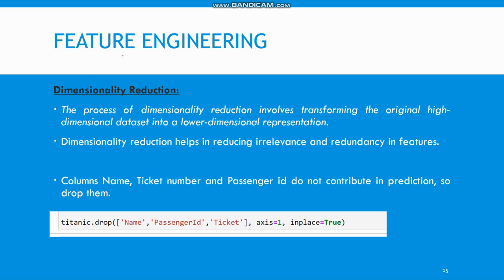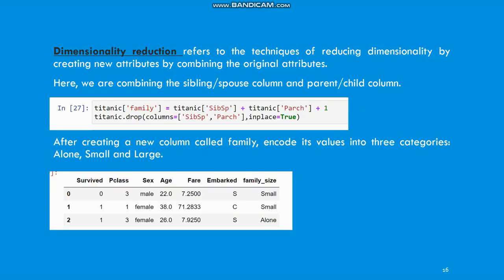Then we'll do feature engineering, which is the most important section. Dimensionality reduction is the process of reducing the number of irrelevant and redundant features. We'll convert the high dimensional dataset into a lower dimensional dataset. For example, we have nothing to do with the name. We cannot predict whether the person will survive or not based on the name, the passenger ID, or the ticket number. These things just don't matter in the prediction, so we will remove them.